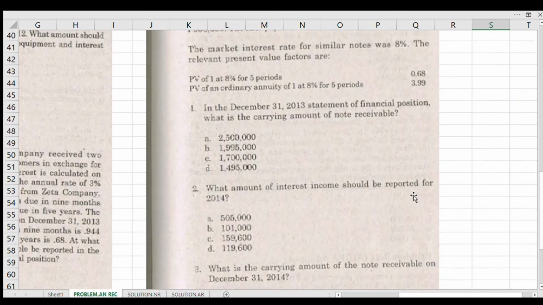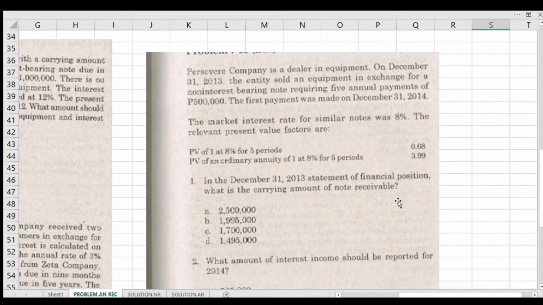Okay, this is going to be a series of questions. The next one: Persevere Company is a dealer in equipment. On December 31, 2013, the entity sold an equipment in exchange for a non-interest-bearing note requiring 5 annual payments of 500,000. The first payment was made on December 31, 2014. The market interest rate for similar notes was 8%.